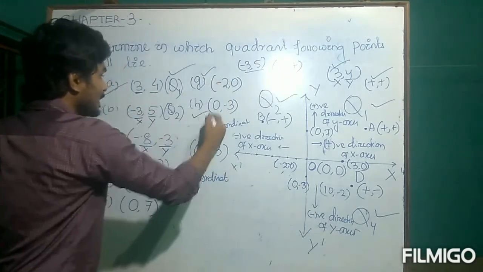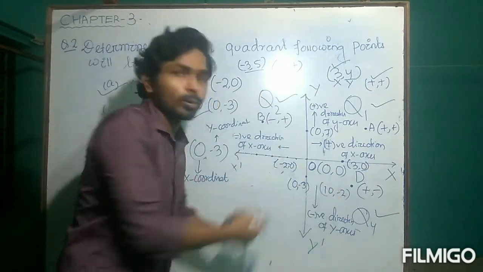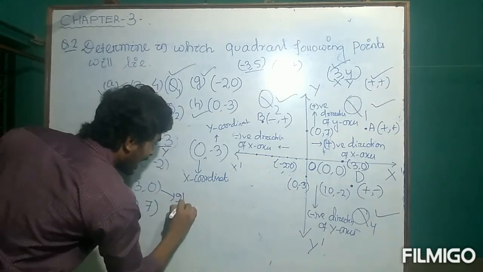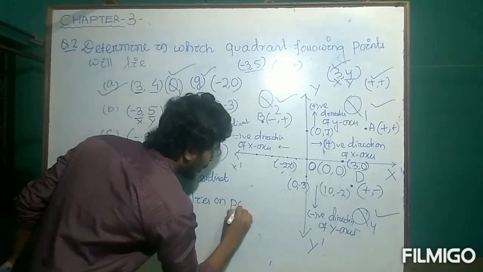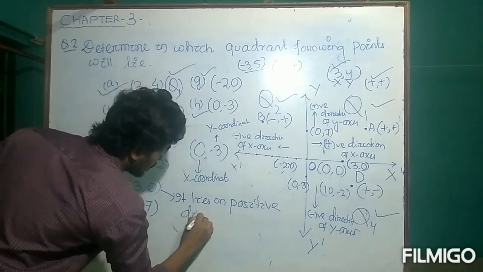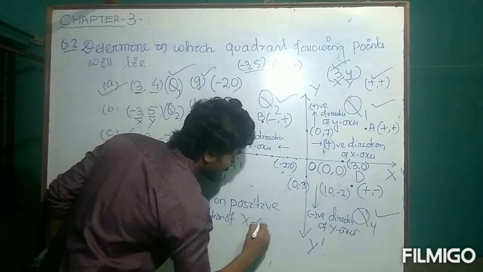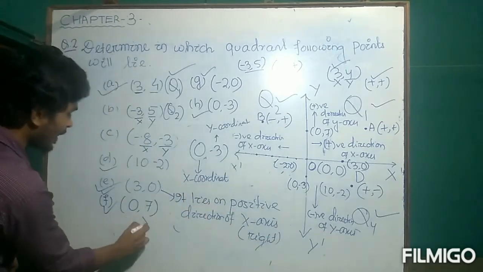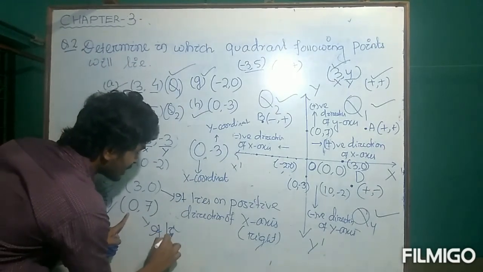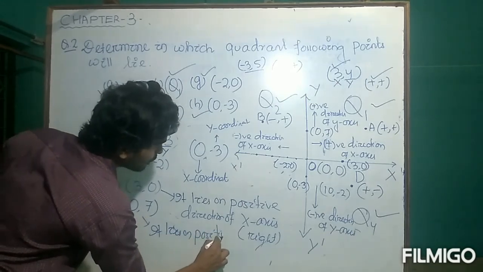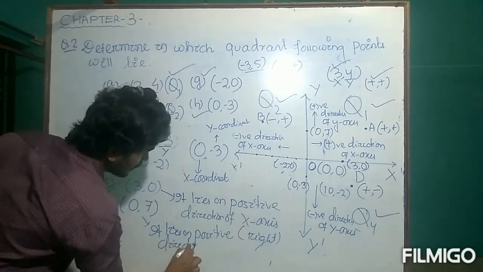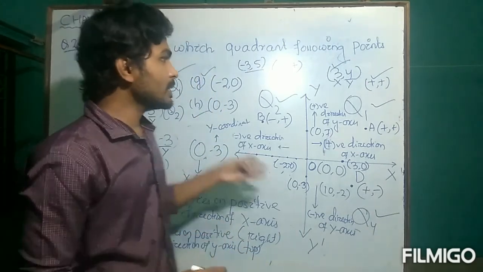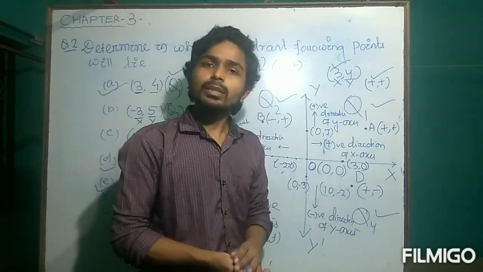But in all these 4 cases, the points don't lie in quadrant 1, 2, 3 or 4. They lie on the axis. So you have to write that. Suppose for (3, 0), you have to write that it lies on the positive direction of the x axis, or you can say towards the right. Similarly, for the point (0, 7), it lies on the positive direction of the y axis, that means towards the top. In brackets you can write top. Understood? So in this way you can find out on which axis or in which quadrant a point will lie. Clear?